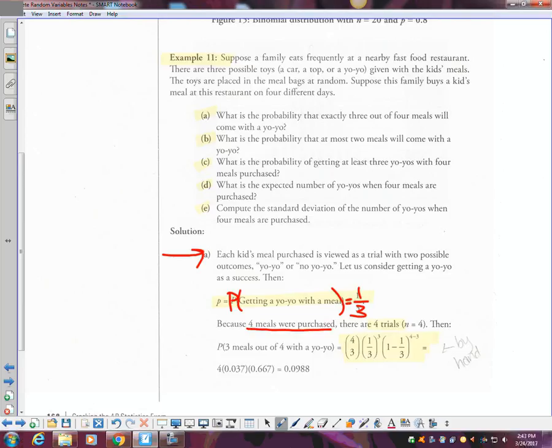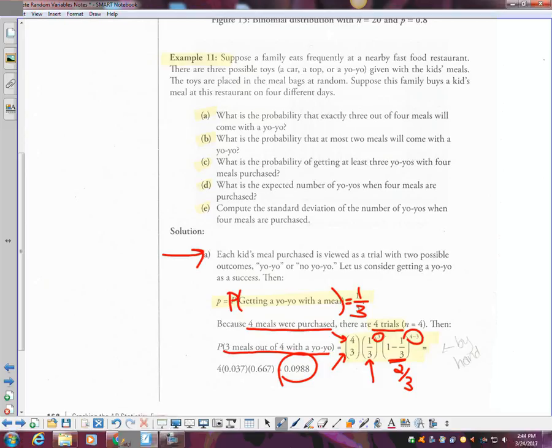Now, we're going to buy 4 meals. Therefore, we have 4 trials, so N is 4. The probability of 3 successes out of 4 trials: I'm going to go there 4 times, and I want 3 successes. So 4 choose 3. Then I've got the probability of a success and how many of them I want, and then the probability of a failure and how many of them I want. So 1/3 to the 3 and 2/3 to the 1. And that gives you this nice decimal. So that's the probability that exactly 3 out of the 4 meals will come with a yo-yo.